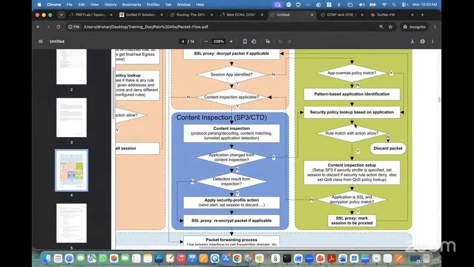If it does not match, it will simply allow. But if it matches and this pattern is a bad pattern, they will simply deny, because it might fall in the category of virus, malware, some kind of bad URL, bad application, or a social networking application that is not allowed by your organization.